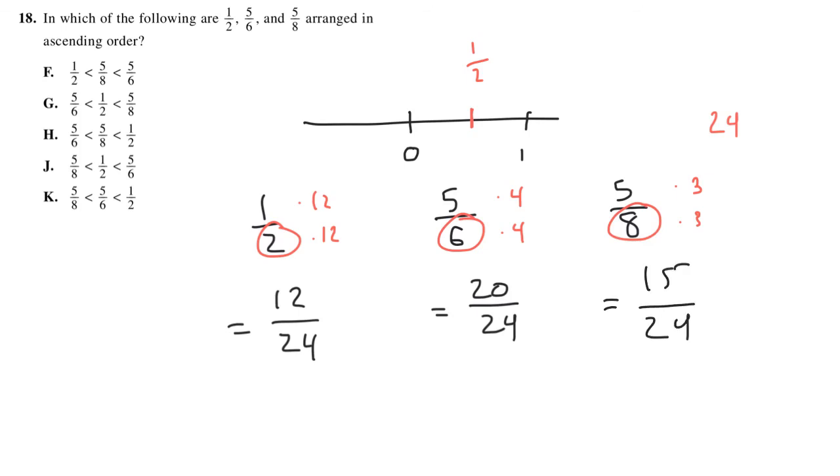So now we can sort these from least to greatest. This is the first one, this is the middle one, and this is the greatest one. So 1/2 is less than 5/8, which is less than 5/6. So the answer is F, which on your tests was option A.